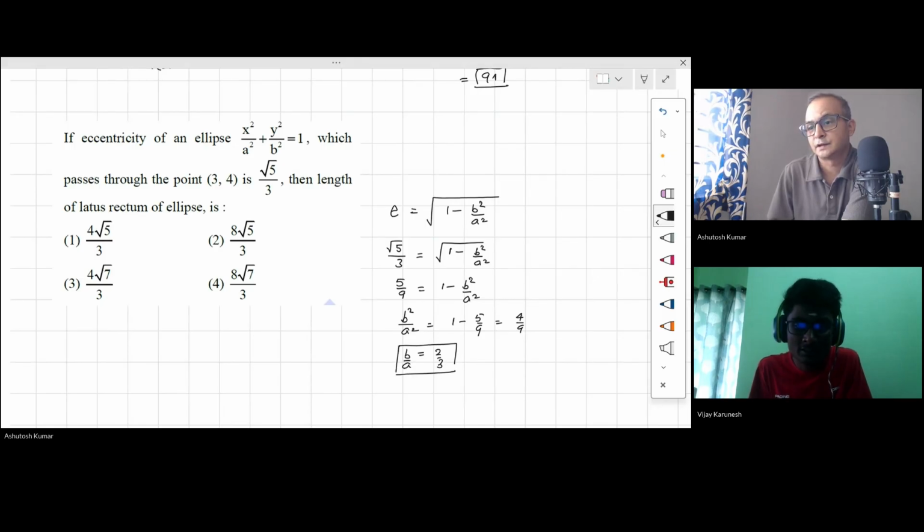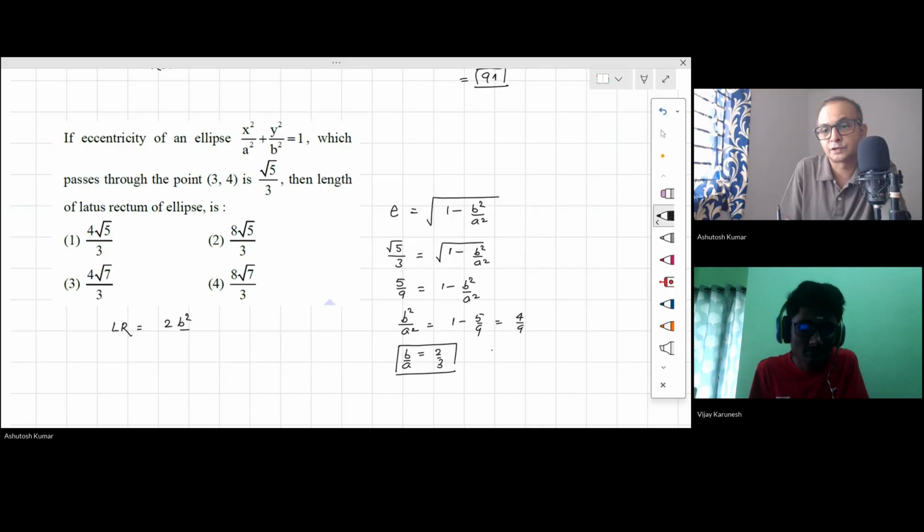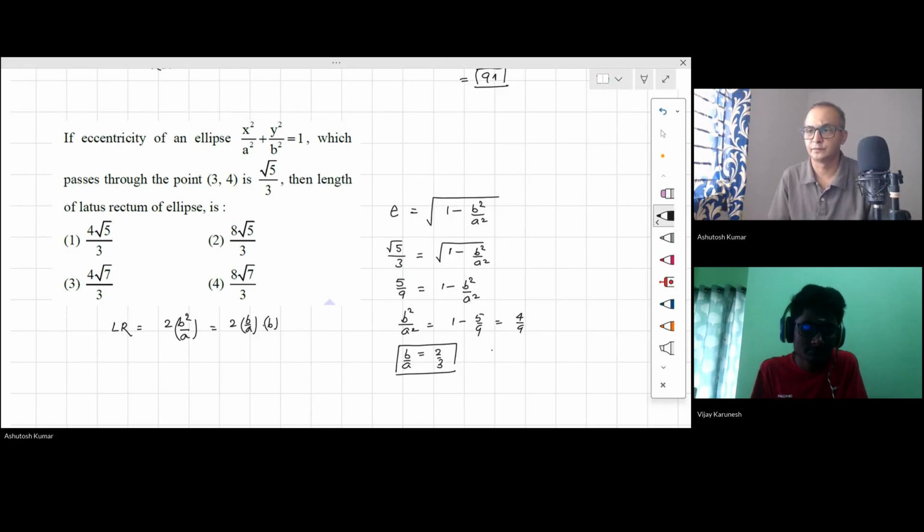And length of latus rectum is given by 2b square by a, not 2b by a. Yes, 2b square. Otherwise, there was no point of giving this (3, 4) passing through the ellipse, correct? So length of latus rectum is 2b square by a. It means I can write 2b by a times b. So if I find out the value of b, that is directly we can use it, correct?